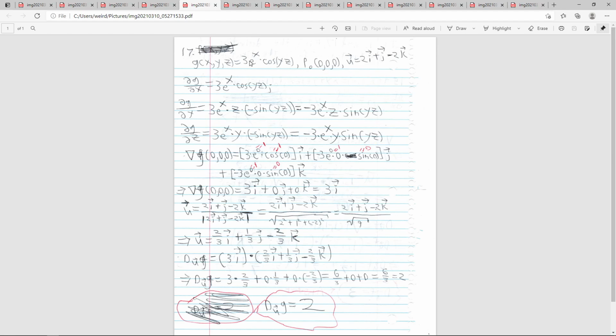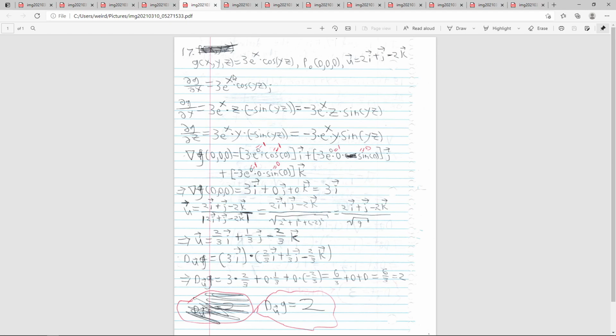This one is 3e to the x times cosine yz, at point (0, 0, 0). The coordinates are 0, 0, 0, and the direction is 2i plus j minus 2k. I just showed taking the derivatives, the three partials that we need. It's 3e to the x times cosine yz.